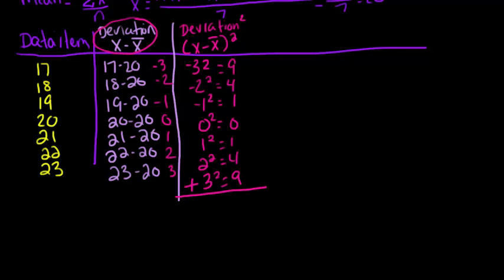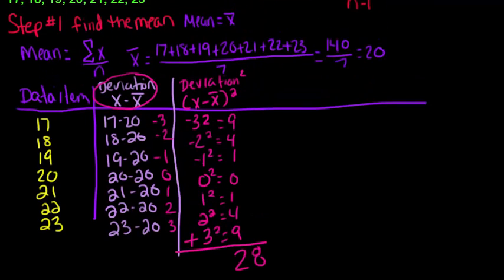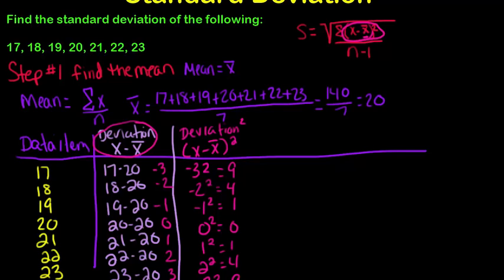So 9 plus 4 is 13, plus 1 is 14, plus 0 is still 14, plus 1, 15, plus 4, 19, and plus 9 is 28. So now we have the entire top part of that. We just need to find the bottom part. So I'll put over here what we know.